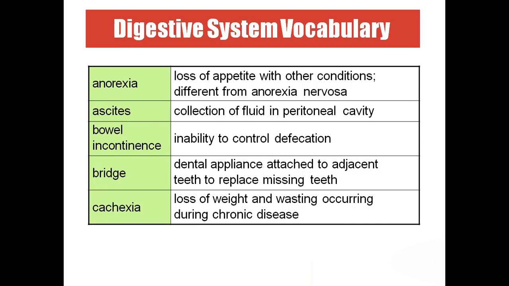And cachexia. Due to any chronic disease, if the person has had hypertension for a long duration or diabetes for a long duration, they usually will be lean because of loss of weight and wasting. This we call cachexia.